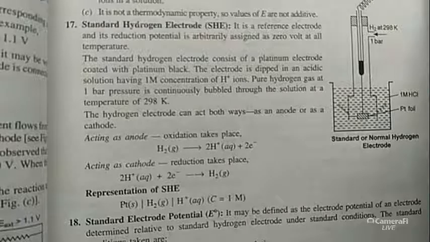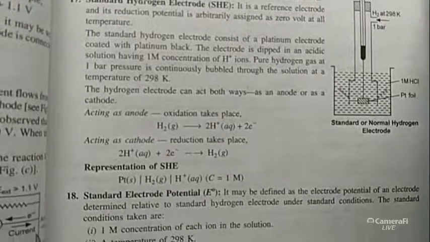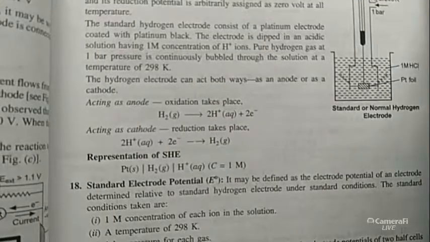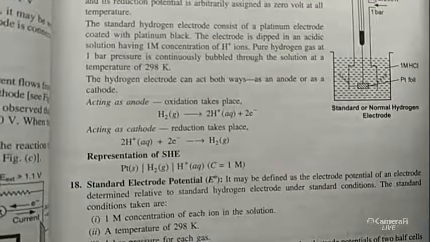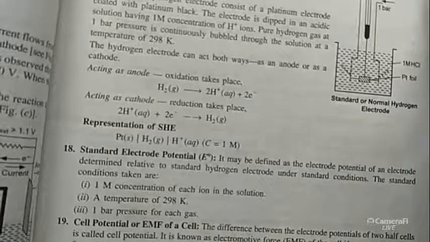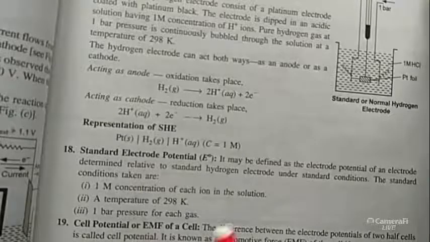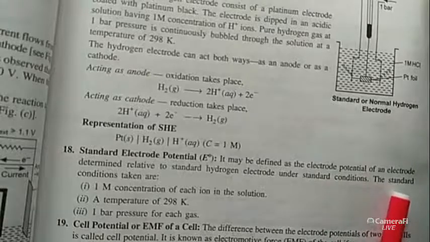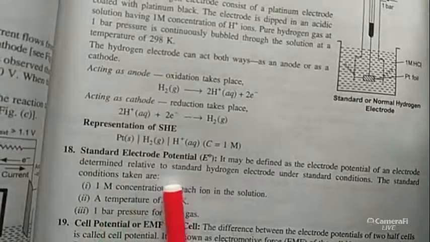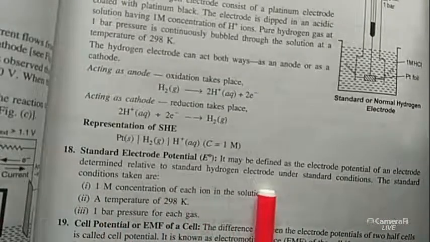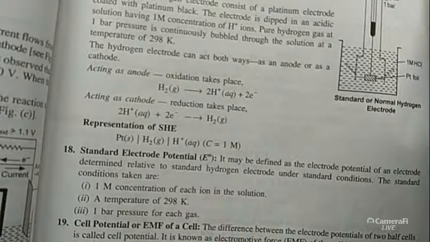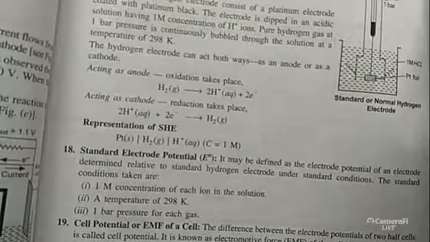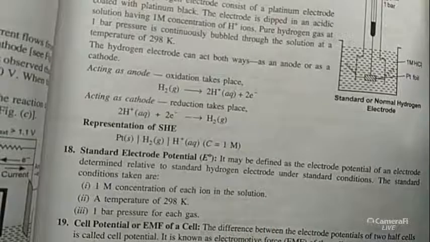After that, we have the next part of the chapter, that is standard electrode potential. What is the meaning of standard electrode potential? Standard electrode potential may be defined as the electrode potential of an electrode determined relative to the standard hydrogen electrode, that is in reference to the SHE. What we measure as the potential of the electrode is called the standard electrode potential.